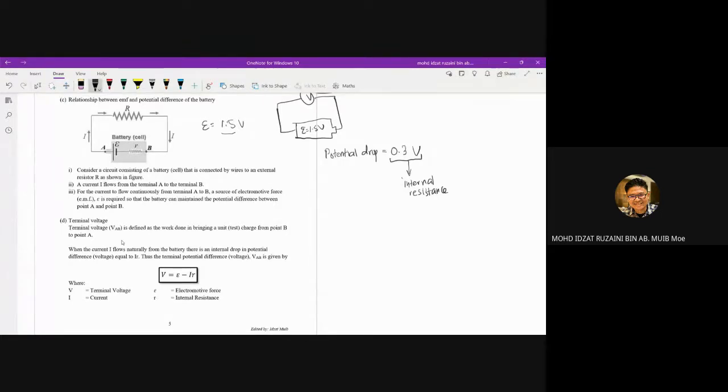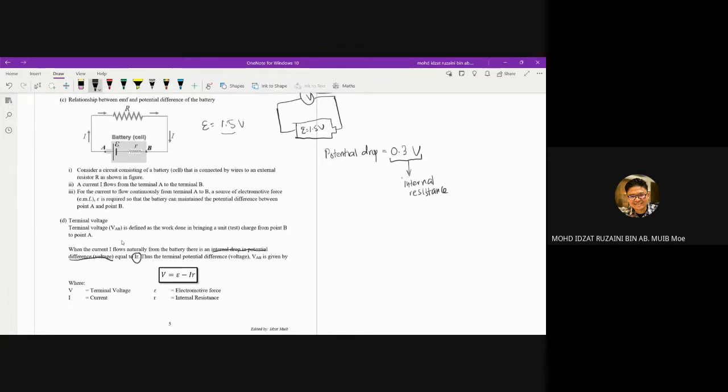The current I flow naturally from the battery. There is an internal drop in potential difference equal to IR. Nampak eh? Kita ada internal drop in potential difference, drop in the potential difference equal to IR. IR kita punya internal resistance. Dalam kes ini kamu nak kira macam mana?